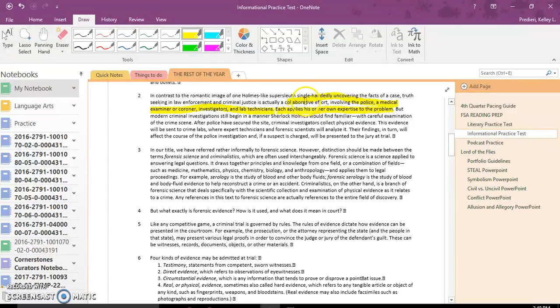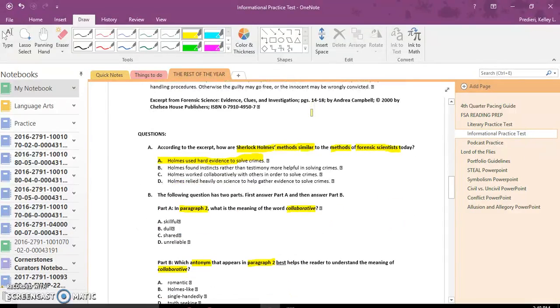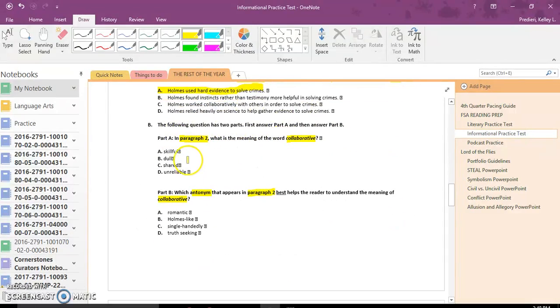Alright, so here we go. We have collaborative effort. We have multiple people being used to work together to solve the crime. So let's go back down. So collaborative, skillful, no. Dull, definitely not. Shared, yes. People sharing, working together. Unreliable, no.